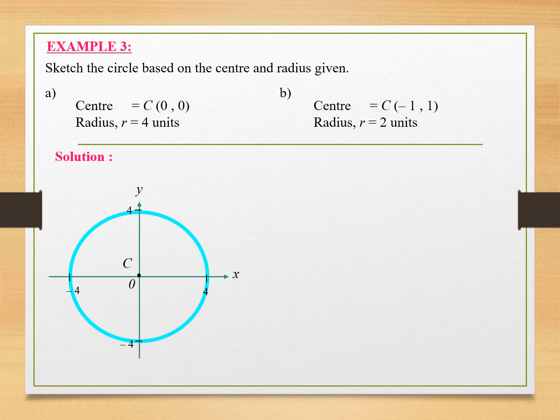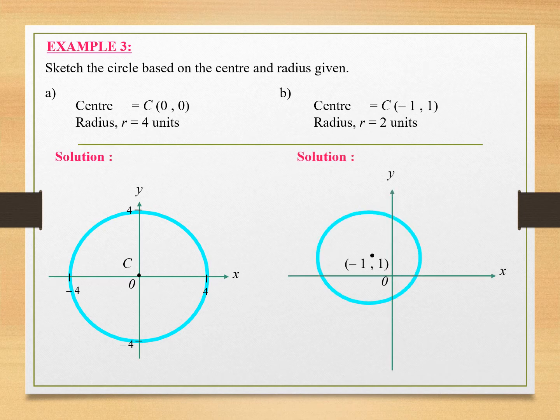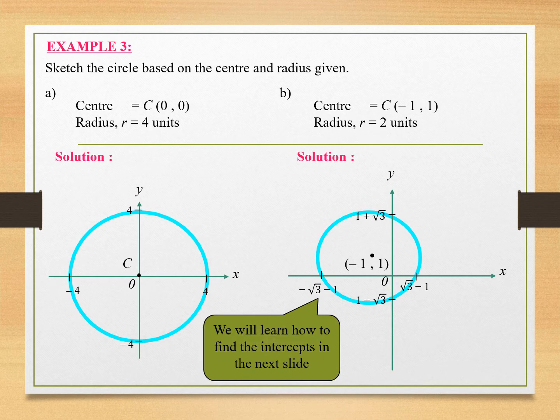B, center (-1,1), where the radius is equal to 2 units. Look at the solution. We have 4, as I said earlier: one is the x and y axis, second the enclosed circular shape, third the coordinate of center, fourth the x-intercept and y-intercept. We will learn how to find the intercept in the next slide.